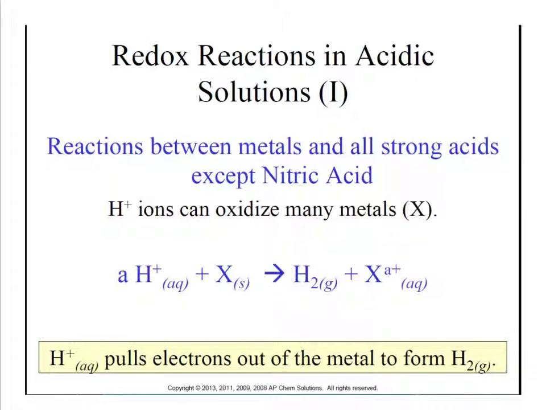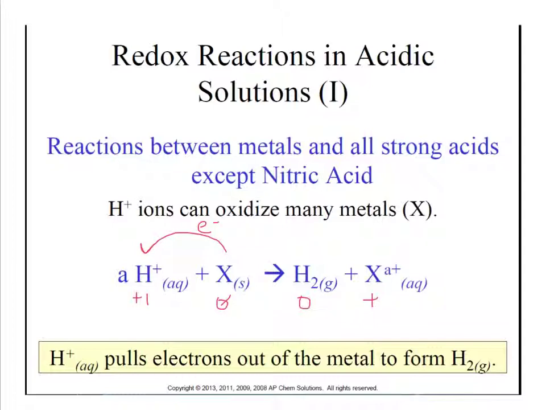Alright, so here's our first acid redox reaction. So all strong acids, and we'll talk about what strong acids are later, except nitric acid, can oxidize metals very easily. And so what happens then is we just throw X here, so that's any metal. Now the hydrogen is actually a strong enough oxidizer that it can rip electrons away from the metal and convert it into a cation, thus generating hydrogen gas, because the hydrogen is going to go from an oxidation state of +1 to 0, and a metal cation, because it goes from 0 to plus whatever its charge is.